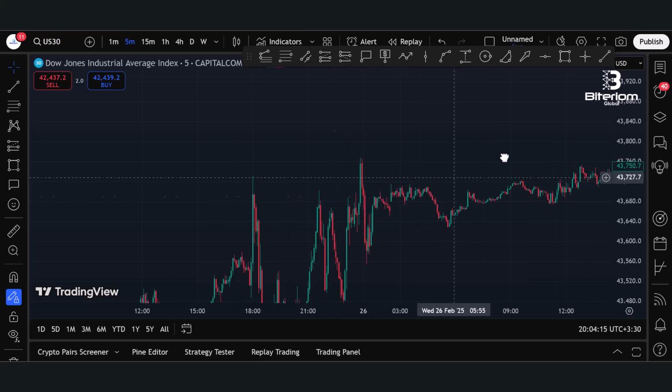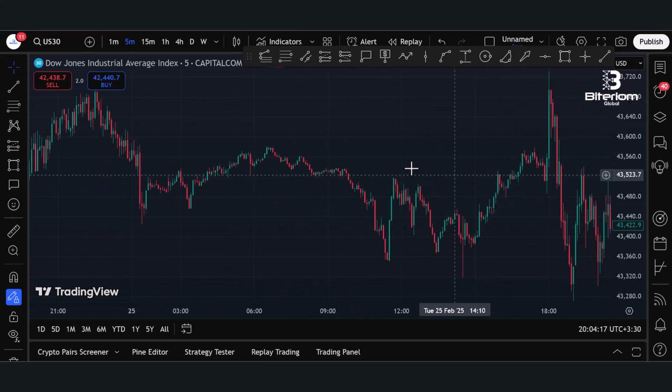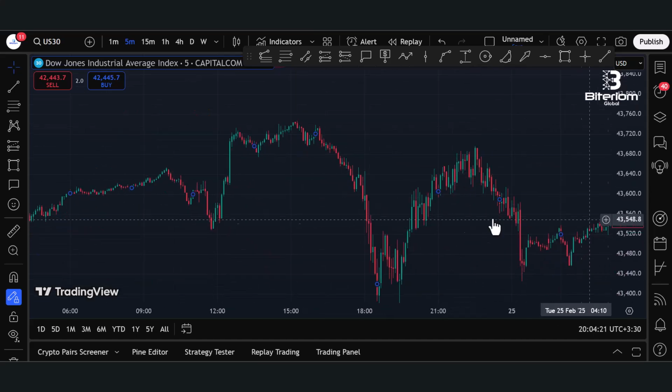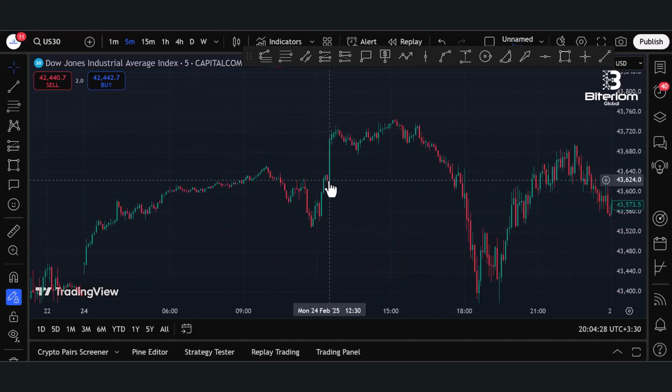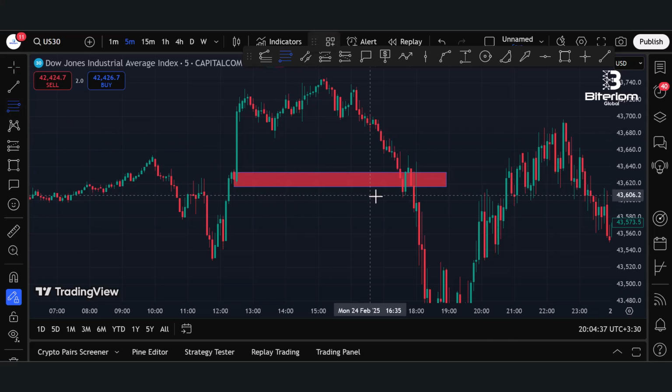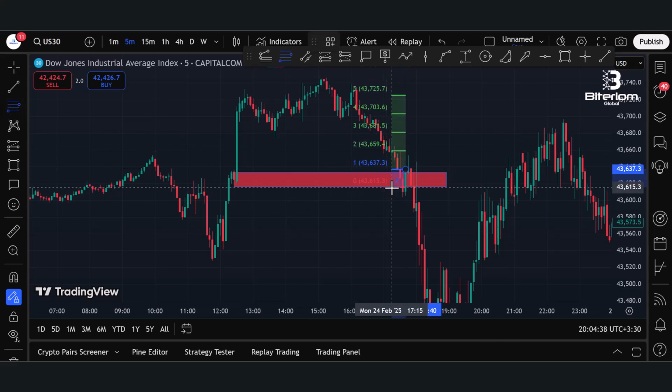Let's see more examples together, guys. On this area we have one leg and a red candle. We must mark this red candle as the order block. But in this example, our stop loss was filled, guys.